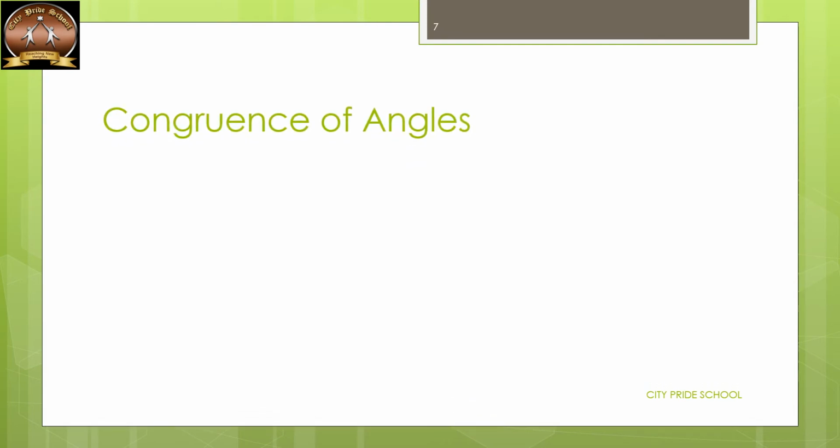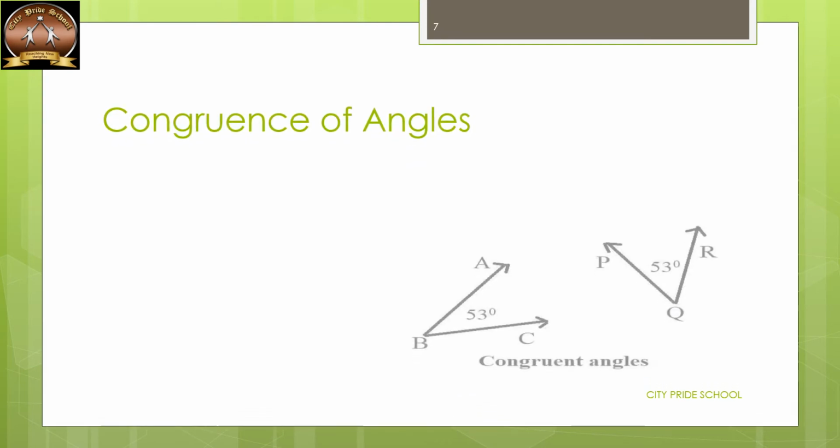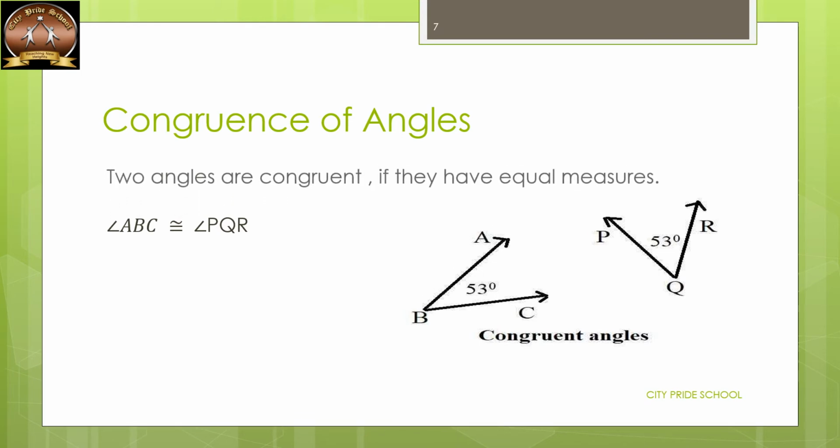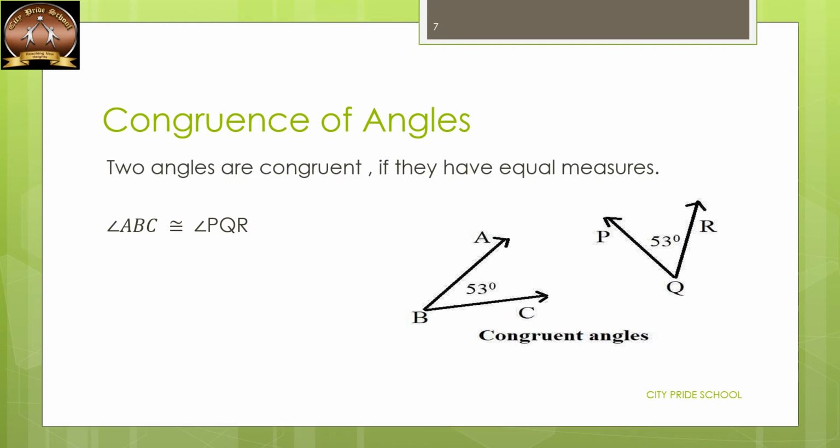So children, let us now learn about congruent angles. Here I have taken two angles, that is angle ABC and angle PQR. You can see angle ABC is equal to 53 degrees. Similarly, angle PQR also is 53 degrees. So, since the measures of these two angles are the same, I can say that the two angles are congruent. I can say that angle ABC is congruent to angle PQR. So, I can define congruent angles: two angles are congruent if they have equal measures.